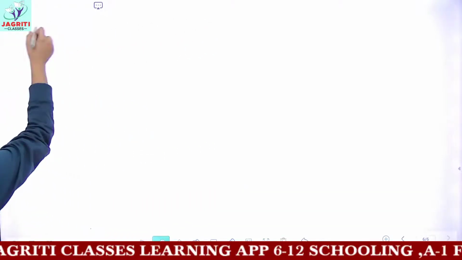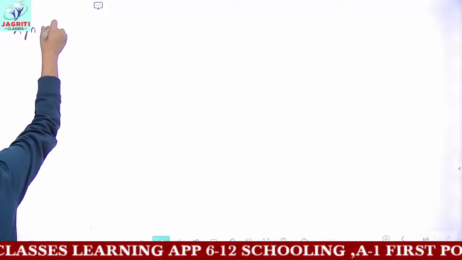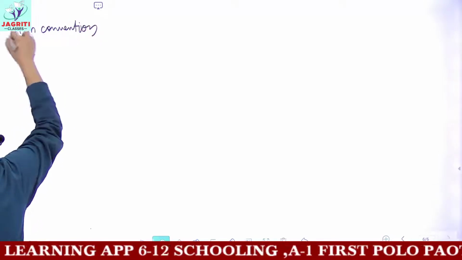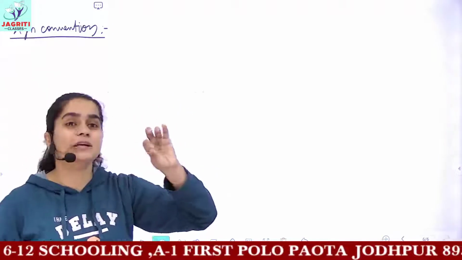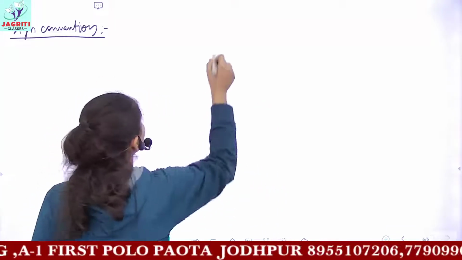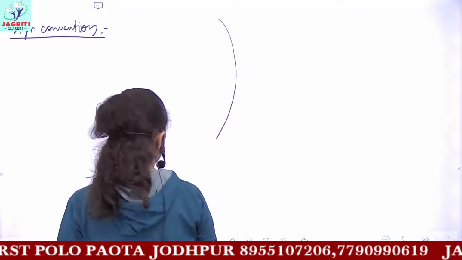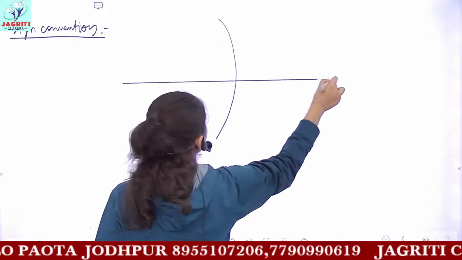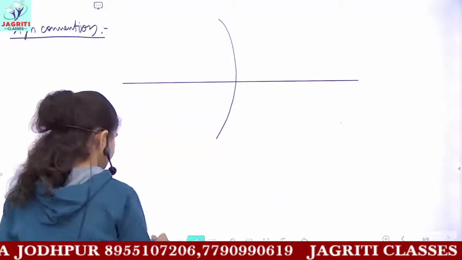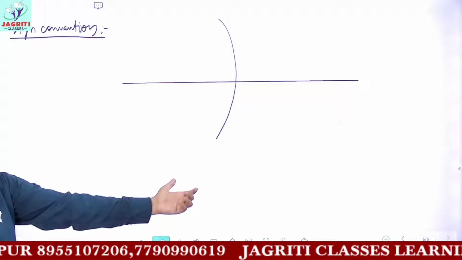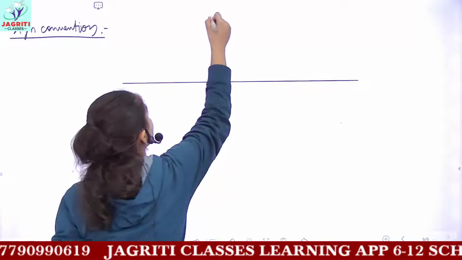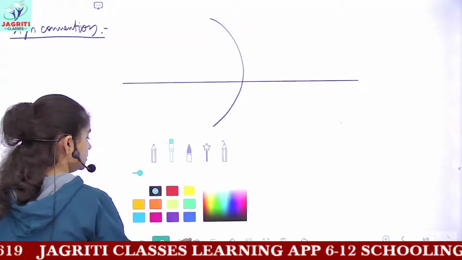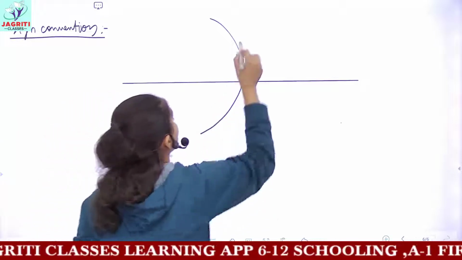a new topic which is sign convention. Sign convention enables you, or helps you, to give the signs of various parameters which we'll be using here. So for sign convention, let's suppose you have a mirror here and then you have a principal axis. We have drawn a mirror, and we have drawn a principal axis. And then you know you have a Cartesian system or Cartesian coordinates.